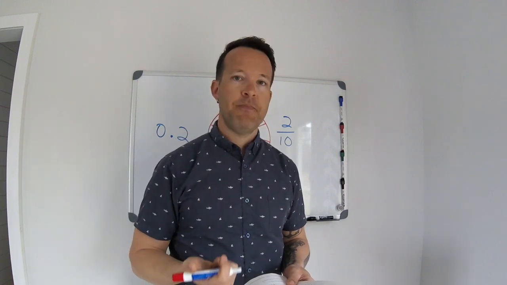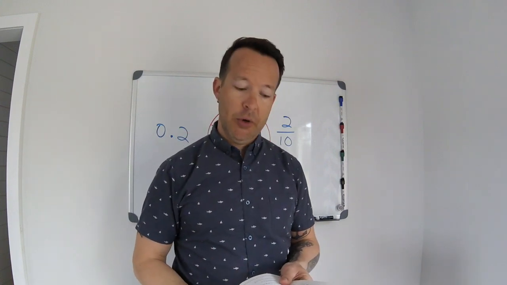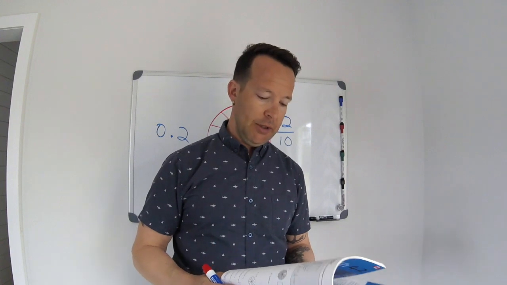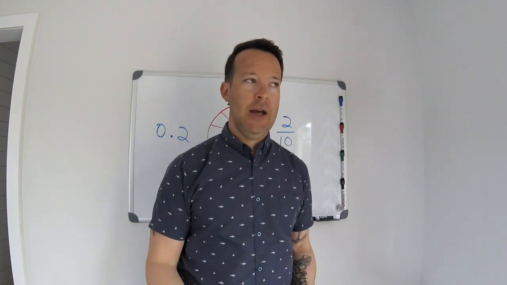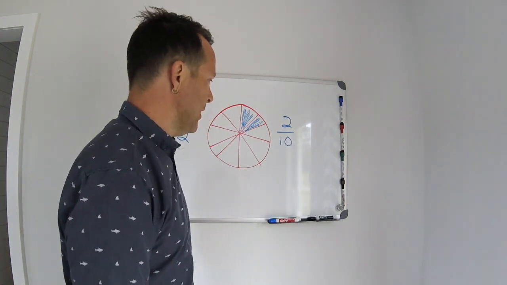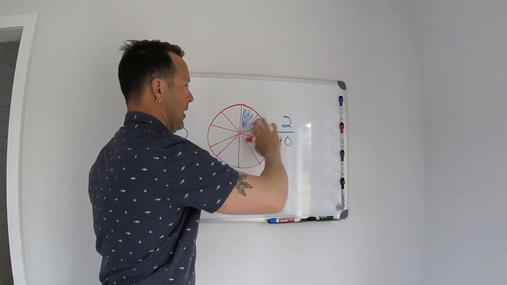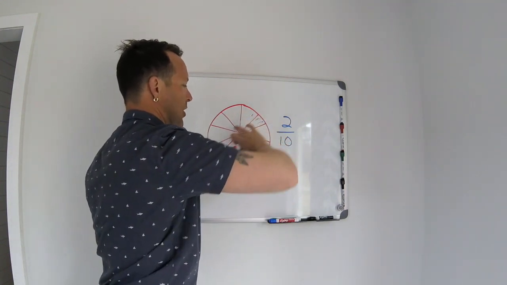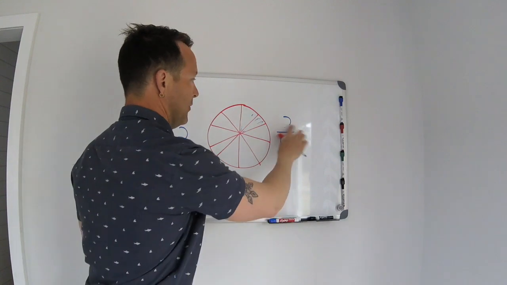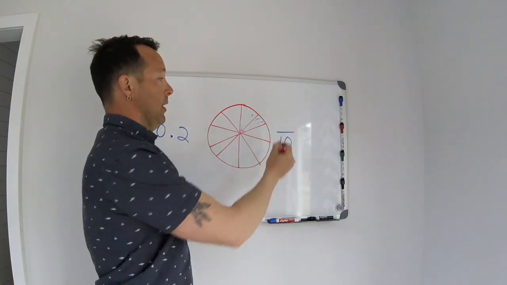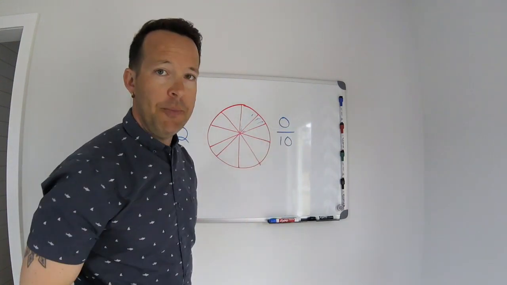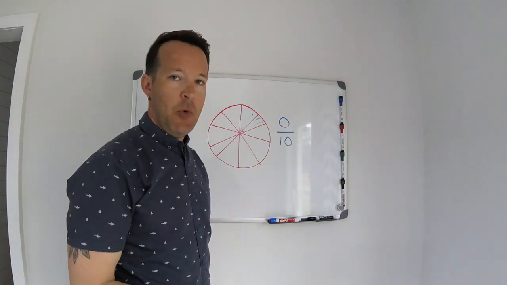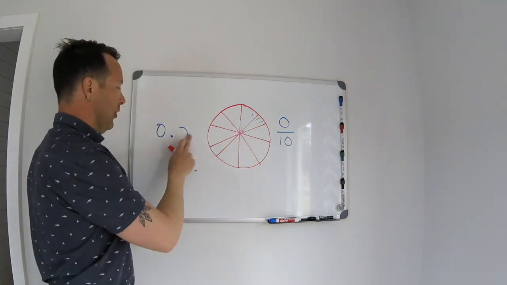How do I write a decimal? Now there's a bonus, and the bonus is interesting. It says 0/10. How do we write 0/10? Well, if I have a circle and I don't have any pieces shaded, my fraction would be 0 out of 10. It's the exact same way. You would write that as 0.0.